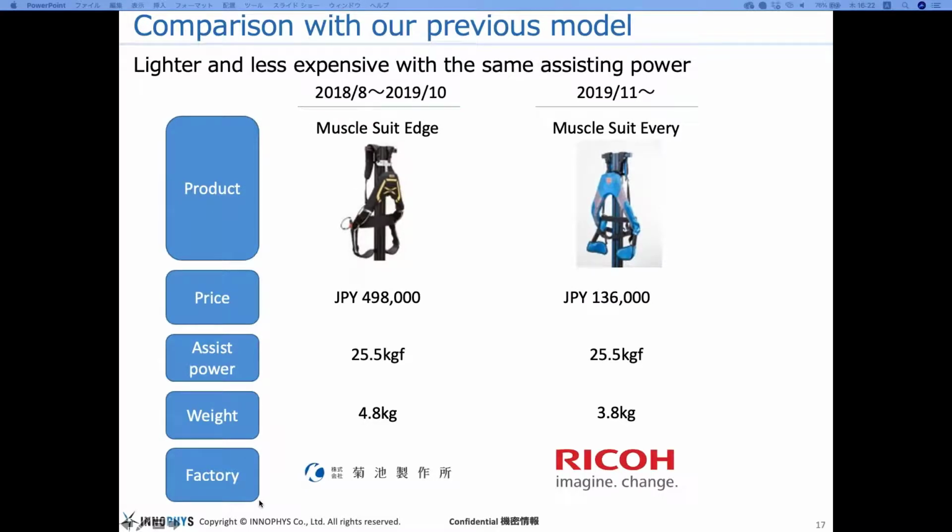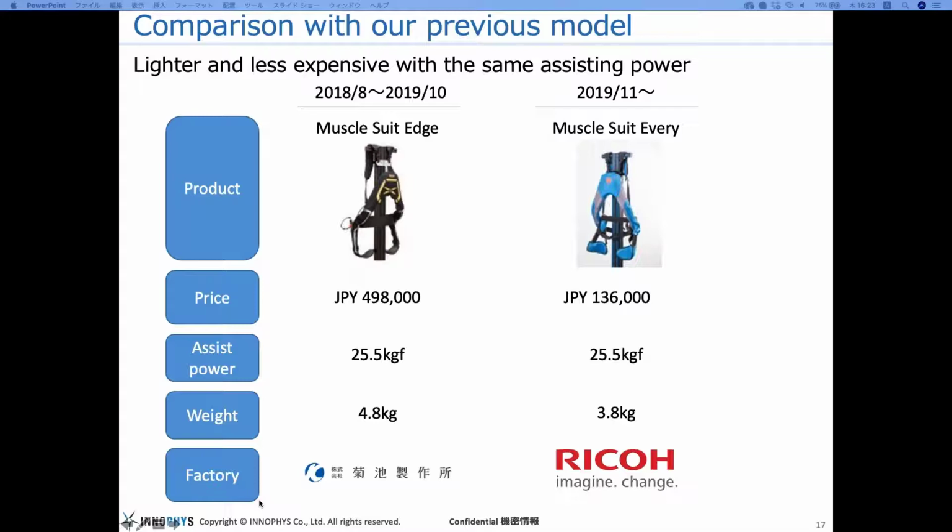And also, I want to talk about the comparison between the previous model and the new model. As I mentioned earlier, our new model was launched last November, and until then we had a previous model called Muscle Suit Edge. So here's the difference. Of course, it looks different, but the price is also different. The previous model cost about 500,000 yen, which is about 4,800 US dollars.